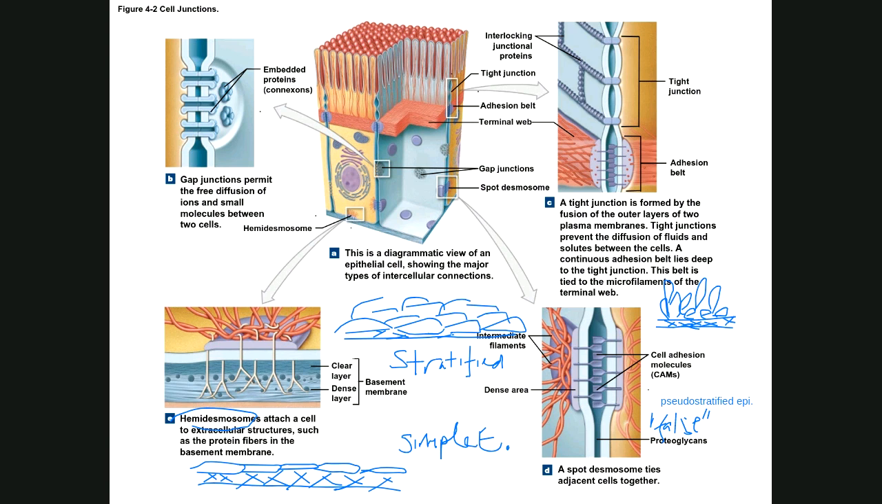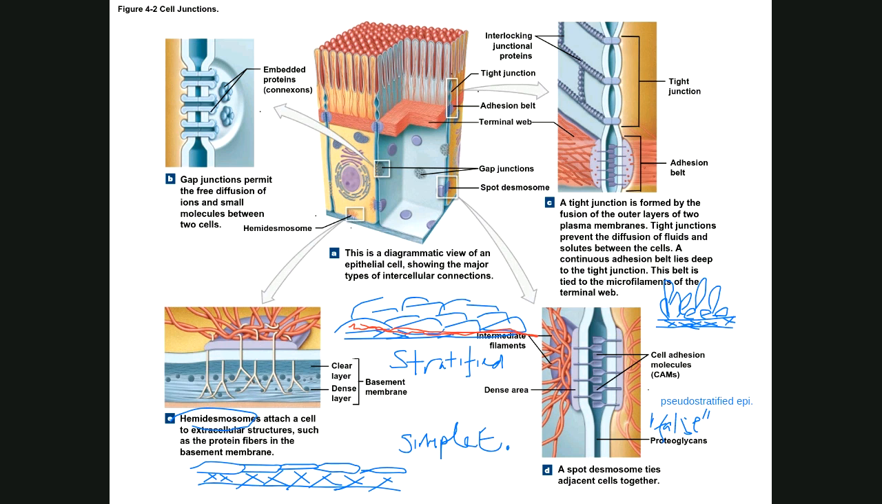Okay, a quack. All right, so here's the difference: in simple, all the cells touch the basement membrane. In stratified, only one layer does, and typically only the layer that is closest to the basement membrane usually divides. They can divide. In fact, epithelium is a type of tissue that is rapidly dividing. That's something that is also very important to keep in mind.